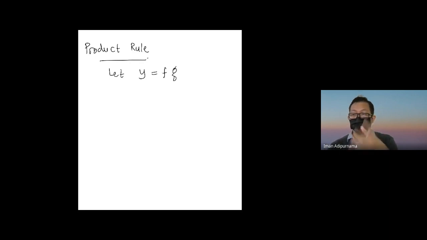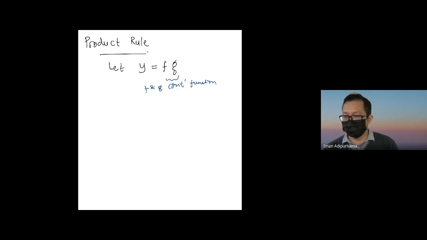Let's say the product rule. Let's use y because we are going to use the implicit so that you can relate to dy dx. Both f and g are continuous functions. So first, you can take ln of both sides.